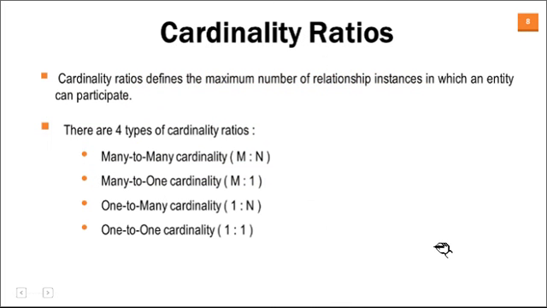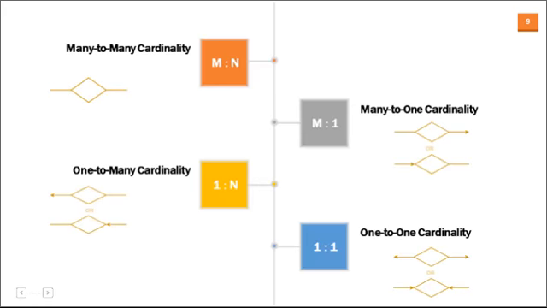We will now discuss cardinality ratio. That is, between two or more entities, what cardinality we are maintaining. It can be a one-to-one relationship, many-to-one, many-to-many, or one-to-many. There are four kinds of cardinality ratio: many-to-many, many-to-one, one-to-many, and one-to-one. Here we will explain it. We can represent it in this way.